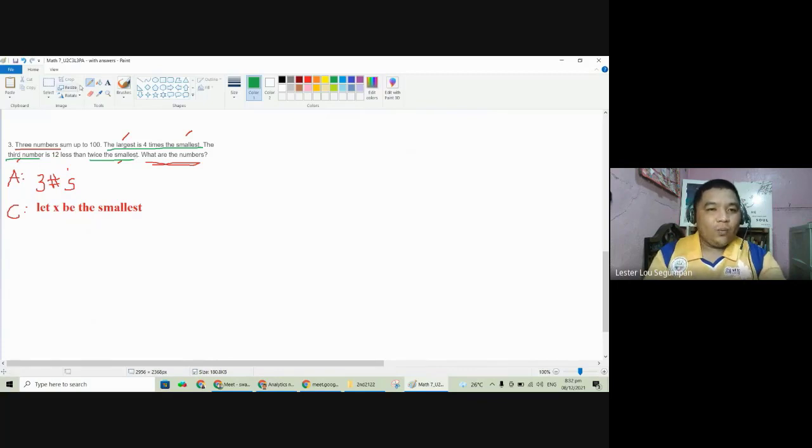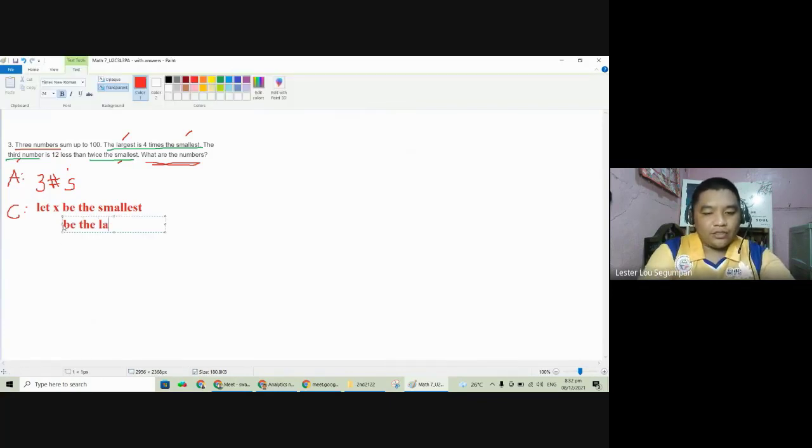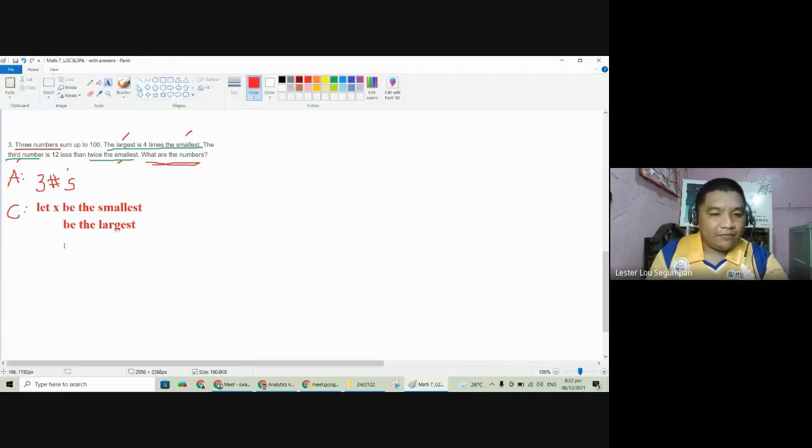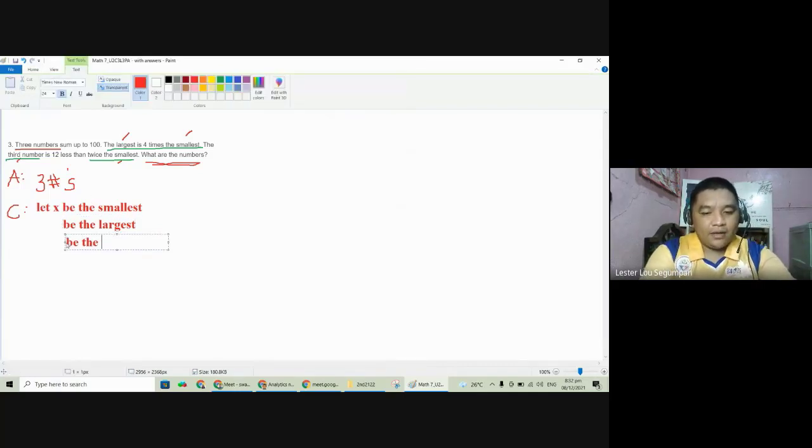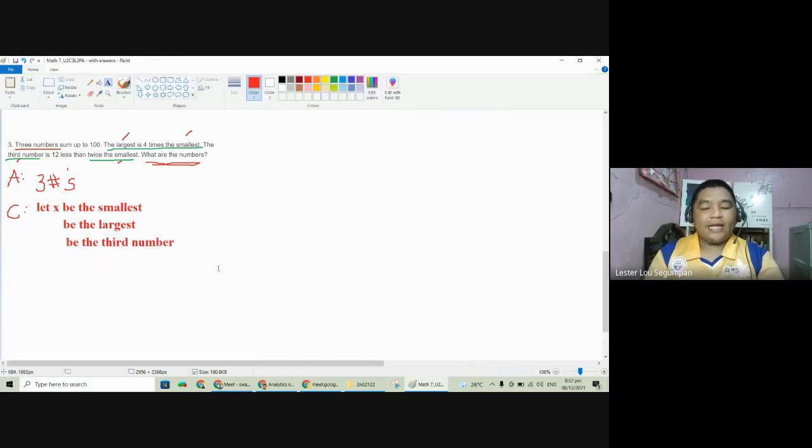And with that, we can actually write here the other representation for the largest. Pardon if I have written the largest first instead of the third number, since it follows the given situation, so that you will be guided. And you will have here the third number. So I did not place here middle number, just the third number. Okay, so it's like that.